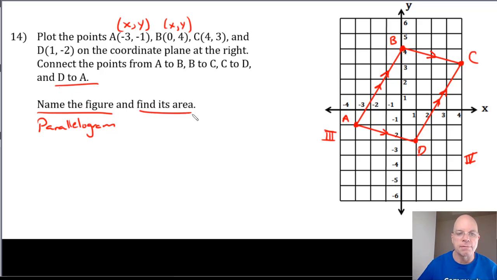Now the harder part of this problem is finding the area. Well, first of all, let's just think about the area of a parallelogram. It's base times height.